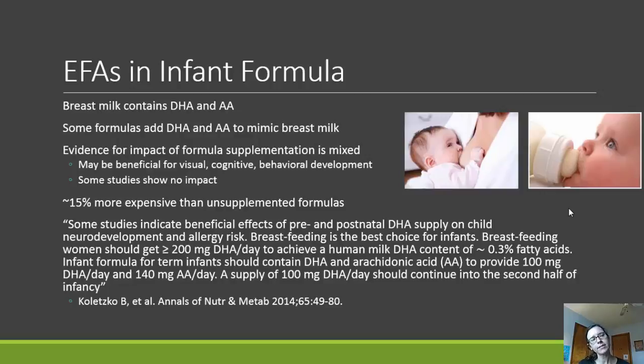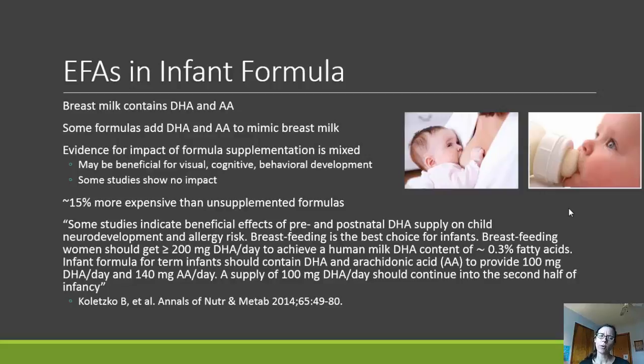So we see some evidence that says it may be beneficial for visual, cognitive, and behavioral development, which we know our essential fatty acids that we get from the diet and from breast milk do contribute to. So it would make sense that supplementing formula would contribute to those outcomes as well. But then some studies show no impact. And again, that also makes sense with what we learn in nutrition, that supplementation just really isn't the same as getting these nutrients directly from the diet.